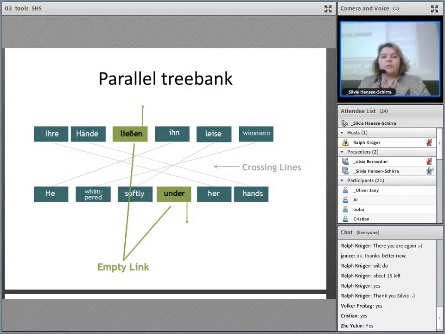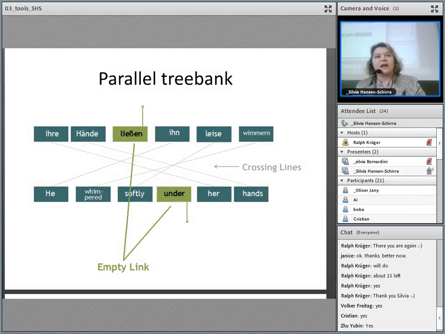So what happened here? Ihre Hände, the German subject, moved to the end of the sentence, under her hands, in the adverbial. So we have a crossing line here. The same words are represented in the sentence, but not in the same grammatical function. Whereas ihn, the direct object, moved into the subject position. And this we can query with our corpus.